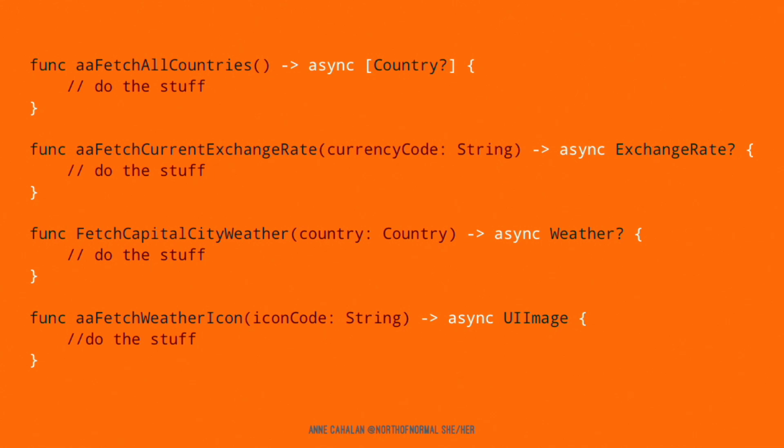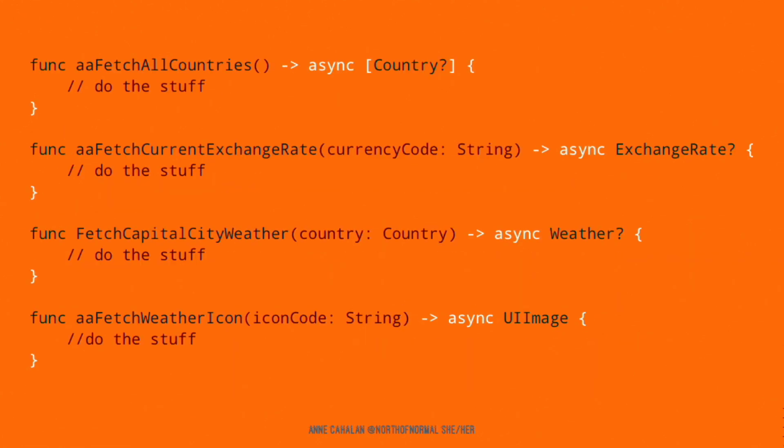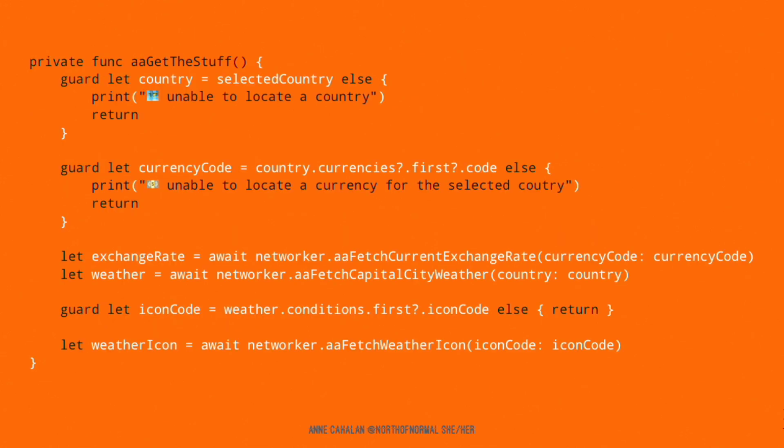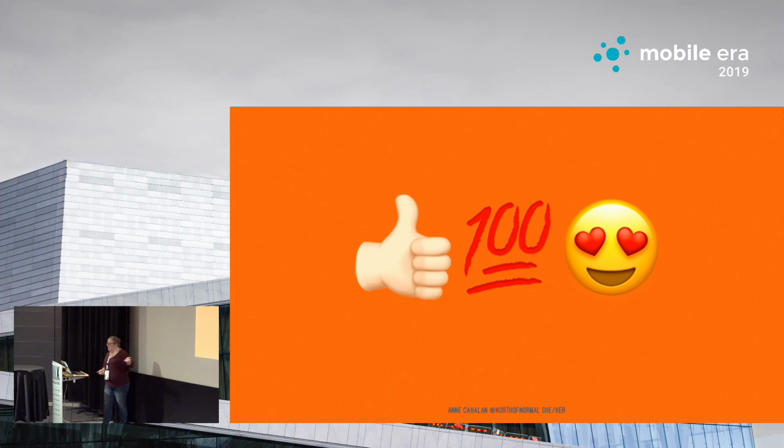So now, for example, all my various fetching data calls would look kind of like that. And the call site for those functions would look something like this. You would set these exchange rate, weather, and weather icon variables to the awaited result of the asynchronous call. And I gotta say, of all the options out there, I like this one the best. The syntax is really clear. I could come back in a few months.